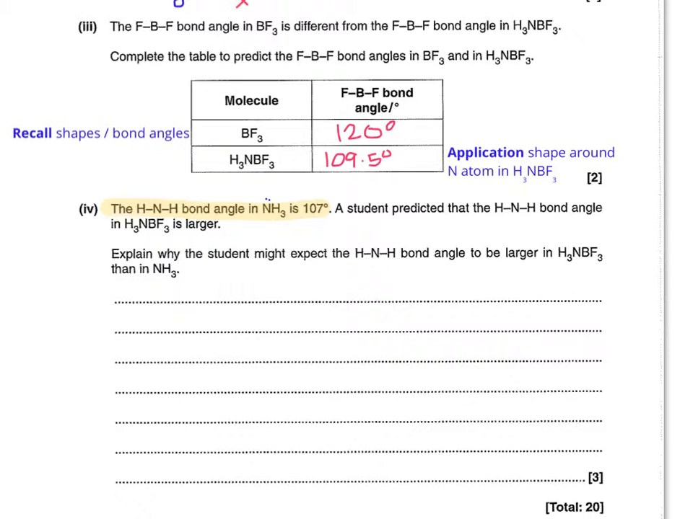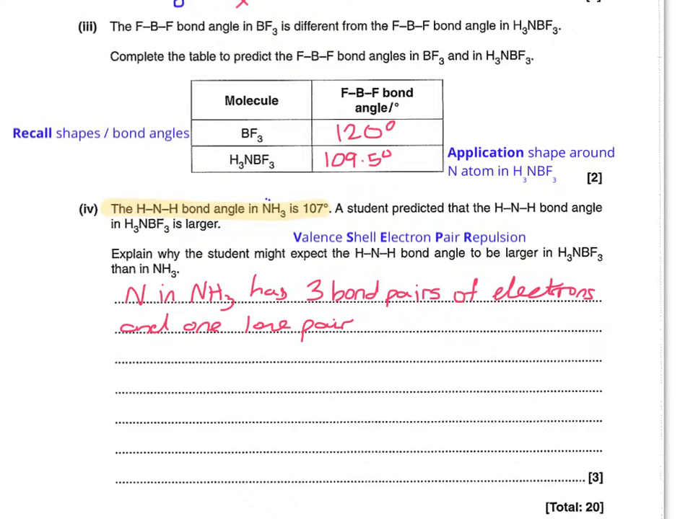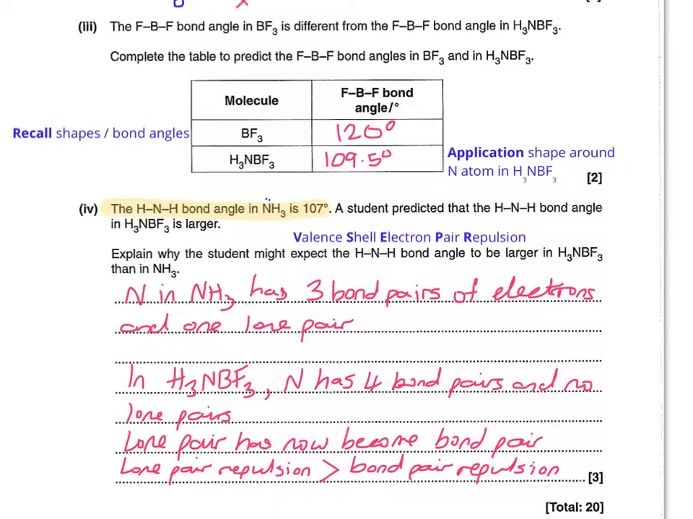So the final part asks us to explain why the student might expect the HNH bond angle to be larger in H3NBF3 than in NH3. So we use valence shell electron pair repulsion, or VSEPR as it's sometimes called, and we state that the nitrogen in NH3 has 3 bond pairs of electrons and 1 lone pair, but in H3NBF3 the nitrogen now has 4 bond pairs and no lone pairs. So what's happened is that the lone pair has now become a bond pair, and because lone pair repulsion is greater than bond pair repulsion, we can draw the conclusion that less repulsion will mean a larger bond angle.